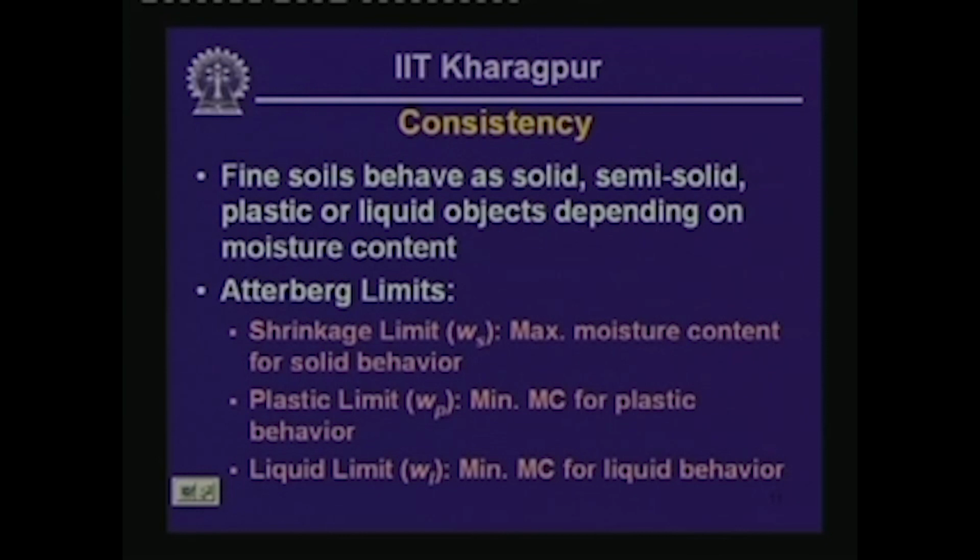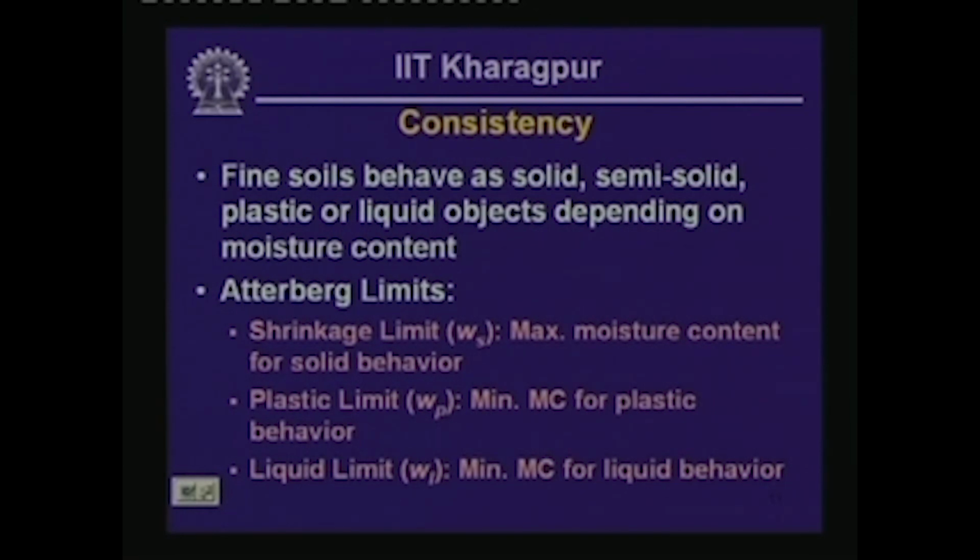First of all, we introduce shrinkage limit. In this case, this is the maximum moisture content for the soil to retain its solid behavior. Then we could also define plastic limit. This is the minimum moisture content for plastic behavior of the soil. So, if the natural moisture content of the soil sample exceeds the plastic limit, then the soil is going to behave as a plastic material.